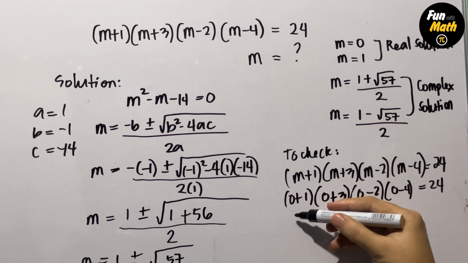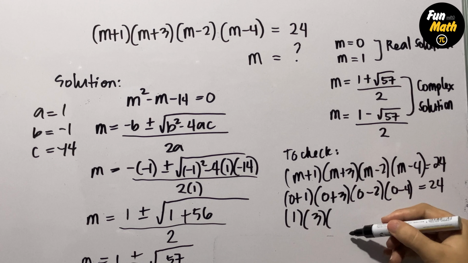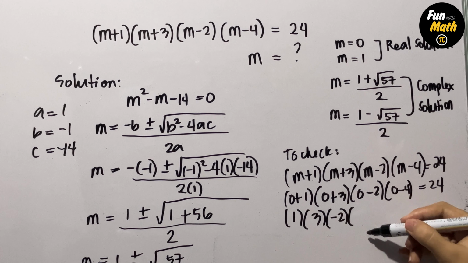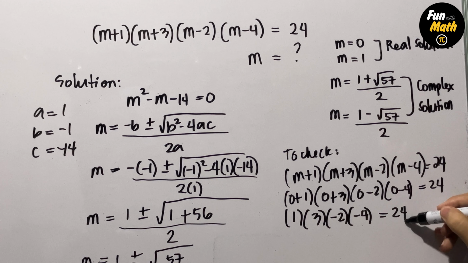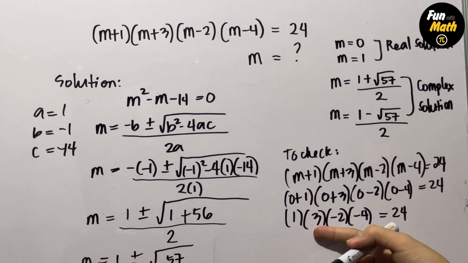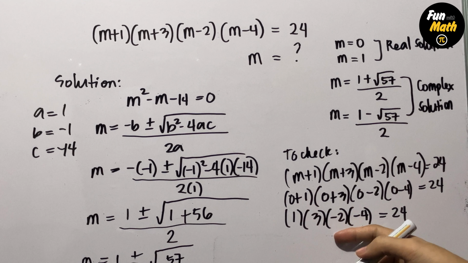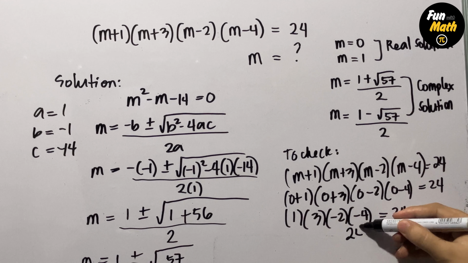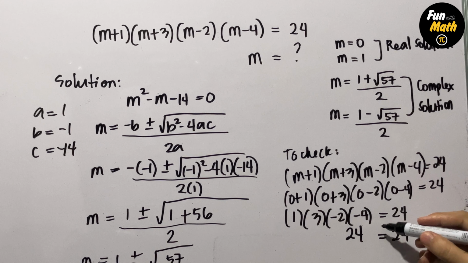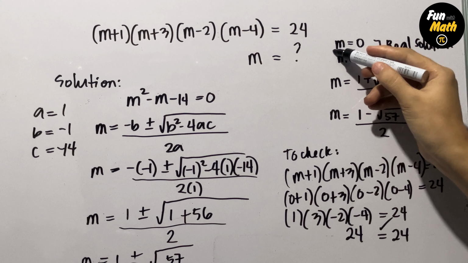0 plus 1 is 1, times 0 plus 3 is 3, times 0 minus 2 is negative 2, times 0 minus 4 is negative 4, equals 24. 1 times 3, that's 3. 3 times negative 2, that is negative 6. Negative 6 times negative 4, that is positive 24. So they are equal. So m is equal to 0 is correct.